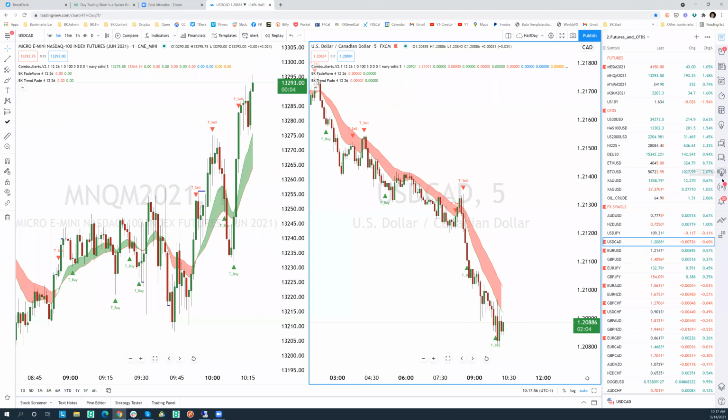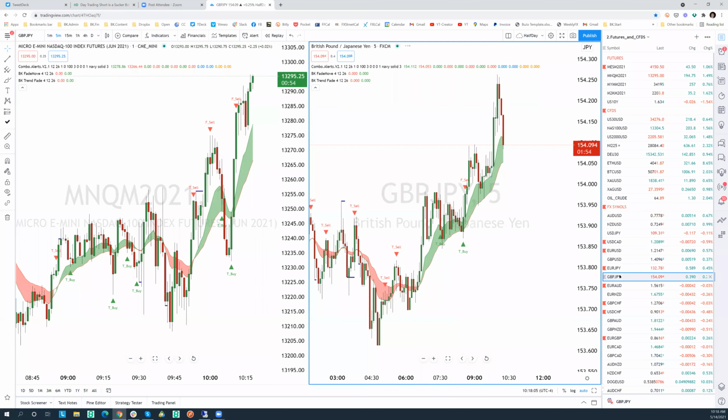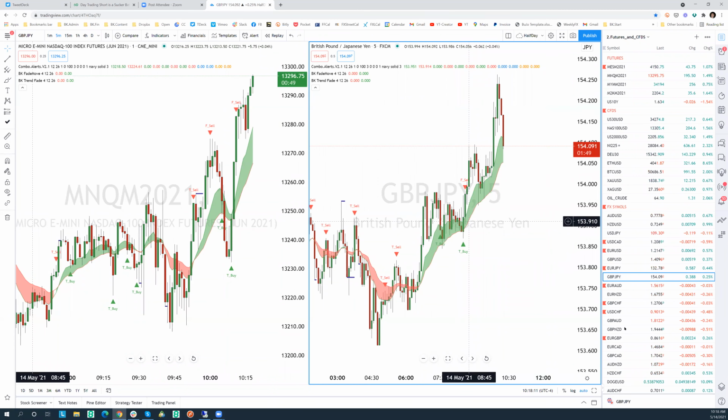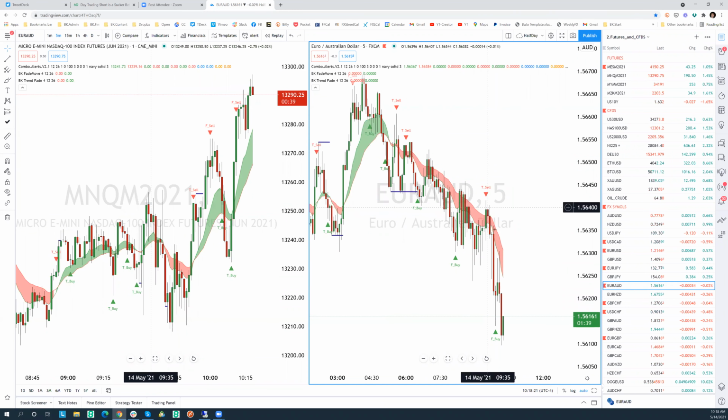CAD is mild bias down, so we're ignoring all the buy signals. Look at a sell signal here. Look at a beautiful sell signal. Pound yen, where's that? That's a bias up, but we didn't have anything for a while now. And then Euro Aussie is a bias down. So again, I'm ignoring this one, and I want to sell the sell signals. So I have nothing super interesting on the FX side because a lot of those signals have already occurred.